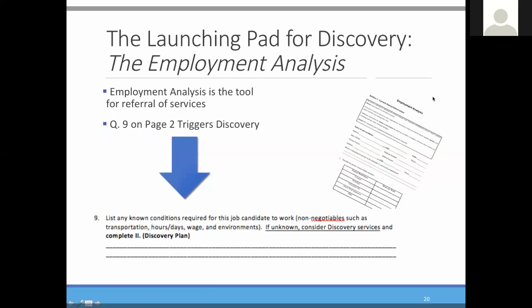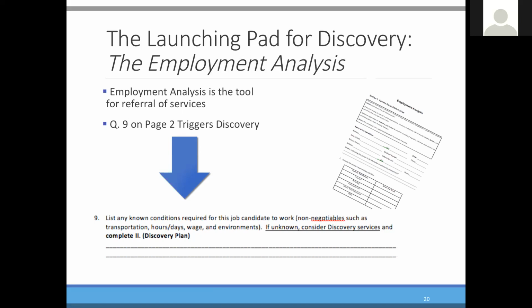So a big piece on the employment analysis is question 9, and I want you to pay attention to question 9, because this is what counselors are using to identify if they should consider discovery services. Question 9 says, list any known conditions required for this job candidate to work, non-negotiables such as transportation, hours, days, wage, environments. If unknown, consider discovery services. So if you don't know these things, or you might say unknown, still need to get to know who this person is outside a facility-based environment, then that is the trigger for the counselor to consider discovery.